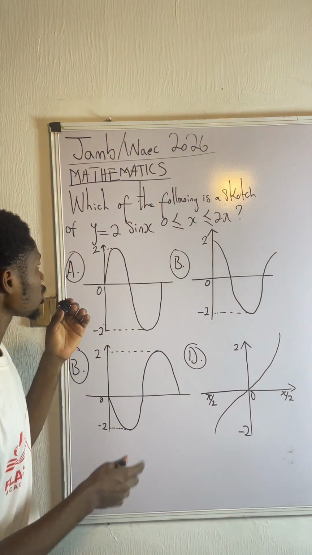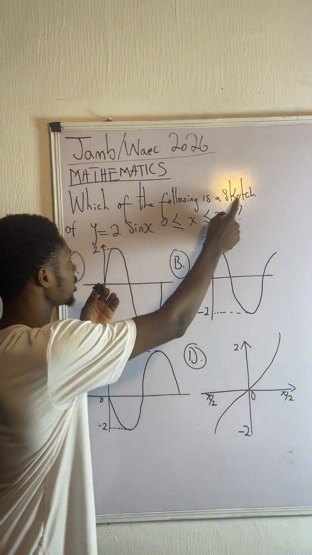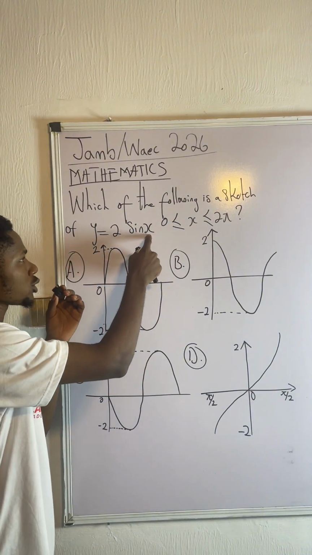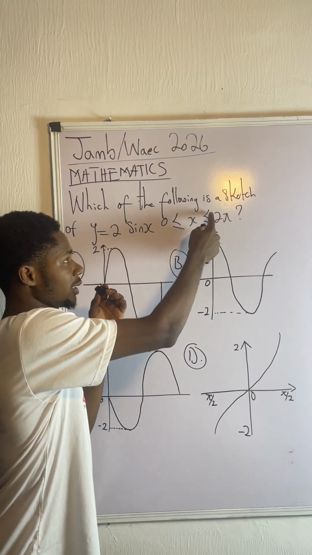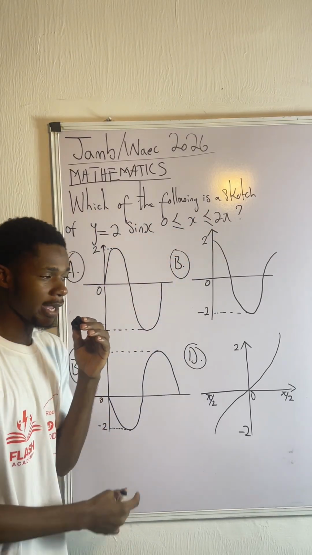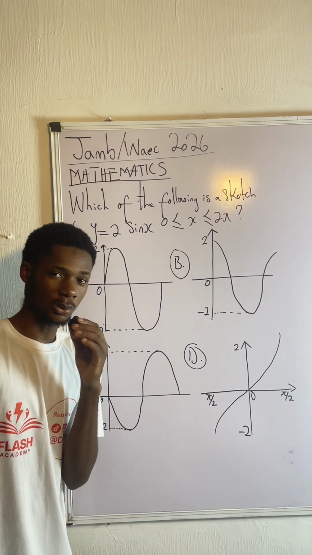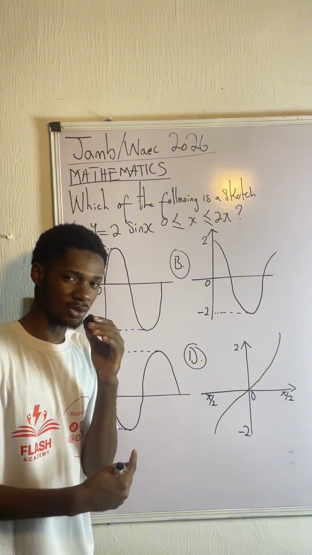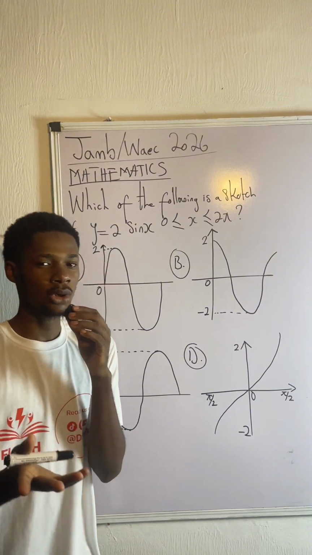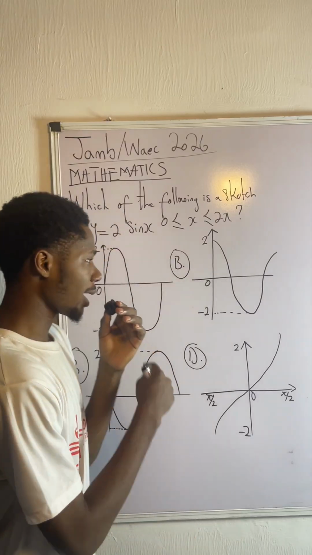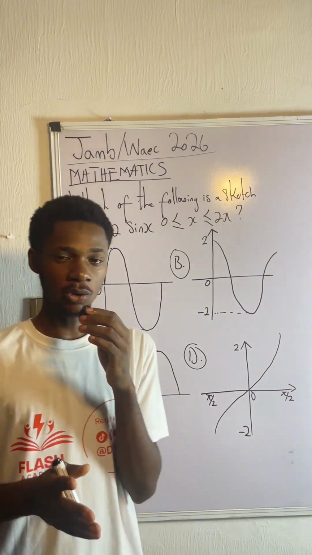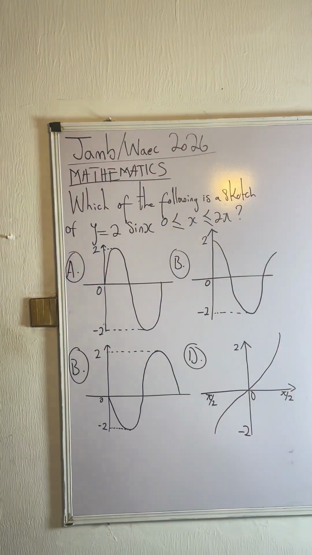Now, the question on the board reads: which of the following is a sketch of y equals 2 sine x, where 0 is less than or equal to x, less than or equal to 2 pi, and we're having 4 different graphs on the board. Before I solve this problem for you, I want you to attempt it. Pause the video, answer the question, and drop the correct option in the comment section.